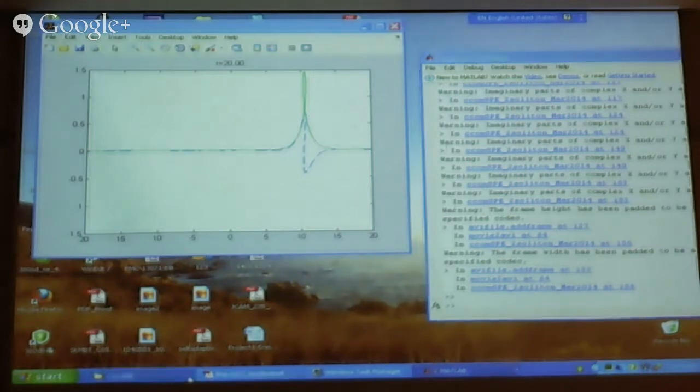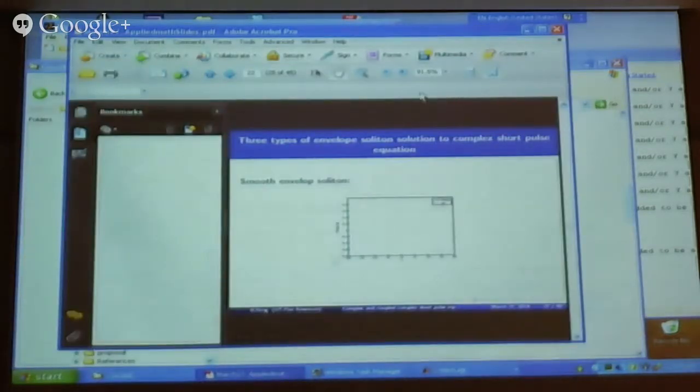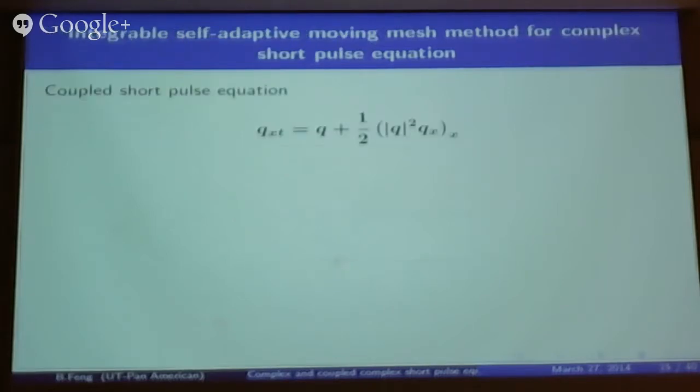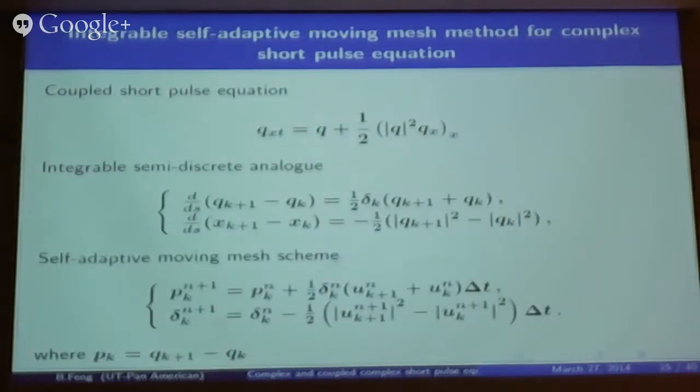All right, let's go back. In this three graph, it's not clear. Actually, I just show these three types, and I just show the demonstration of the propagation, and that one is based on the integrable discretization. From that one we come up with the so-called self-adaptive moving mesh scheme to do the numerical simulation of these equations. Today, of course, I don't have time, and I have no intention of talking about that.